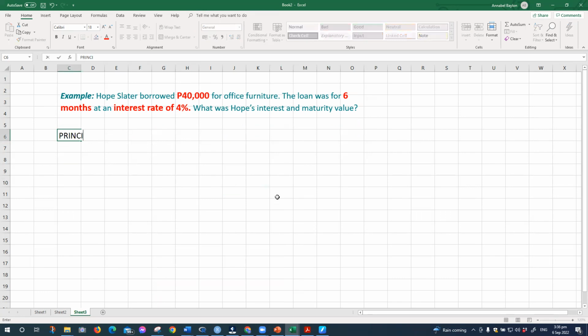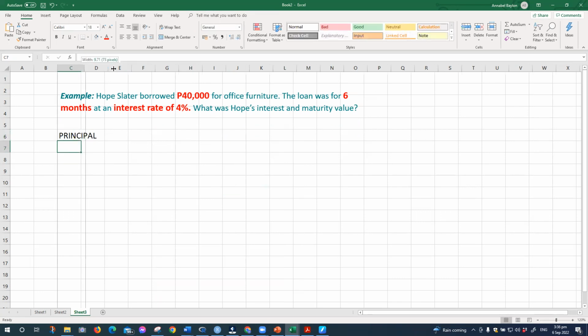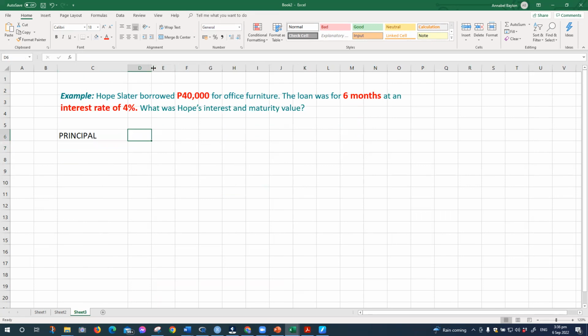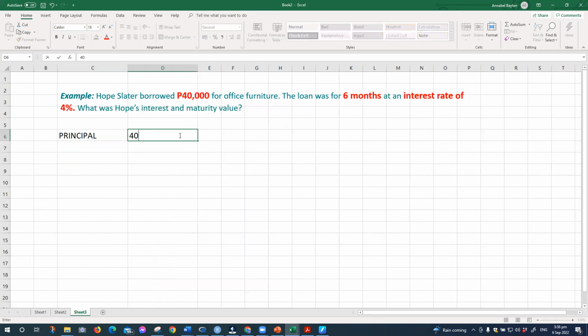Alright, so let's identify yung principal natin. This is the amount borrowed or amount invested. So the amount borrowed is 40,000. Okay? And then, ang sabi, the rate, let's call it rate. The rate is at 4%. And of course, even without the word annual here, alam pa rin natin na annual yan. But the time, the term or time, pareho lang yun, is 6 months.